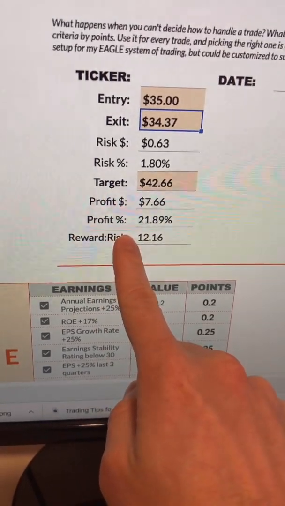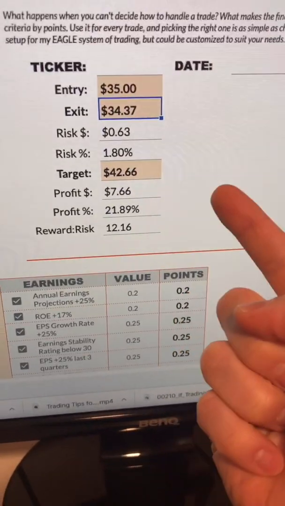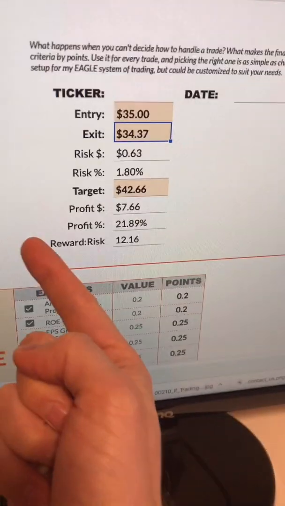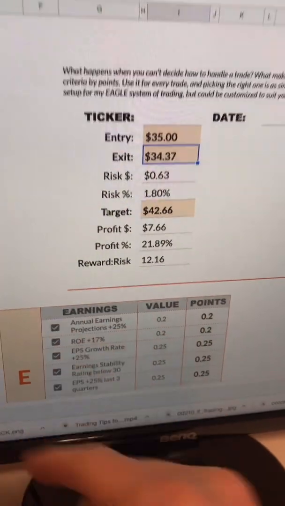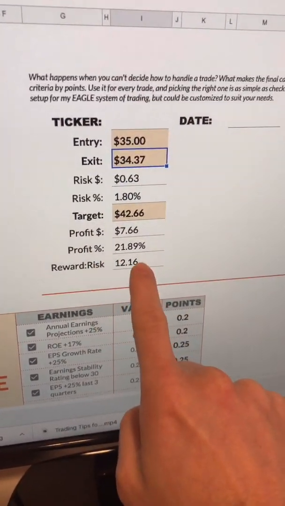So the thing that we're interested in managing the most is this right down here, the reward to risk ratio. When the trade started out, it was at 12 to 1. So for every $1 I'm risking, I'm standing to make 12. Great reward to risk. But as the trade progresses, this ratio gets more and more out of whack.